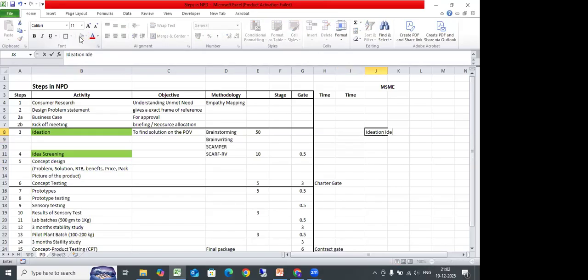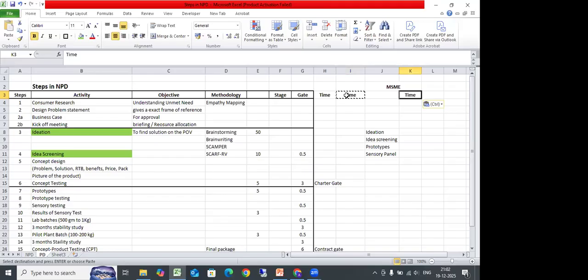Product design. Ideation. Idea screening. Okay. Product design means you will develop prototypes and do a sensory panel. Simple. Okay. For MSME, you will not go for a concept stage, because that will be time consuming. So ideation might take 1 week.